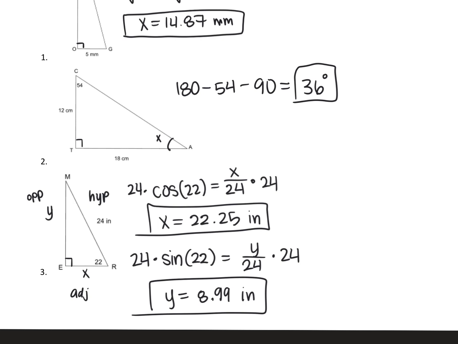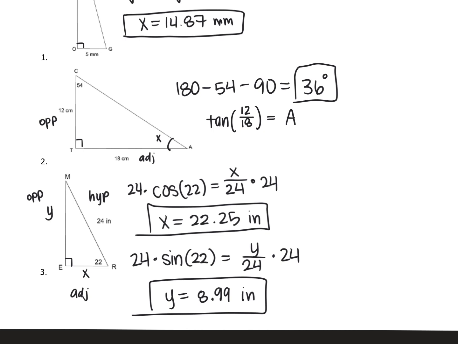I'm actually going to go back to the previous example, and I'm going to show you how you could solve for that 36-degree angle if you didn't know angle C was 54 degrees. So I would set up using a trig ratio based off angle A. The 12 centimeters is the opposite side, the 18 centimeters is the adjacent. So that gives me tangent. I know that the ratio for tangent for that angle is 12 over 18, and that equals angle A.